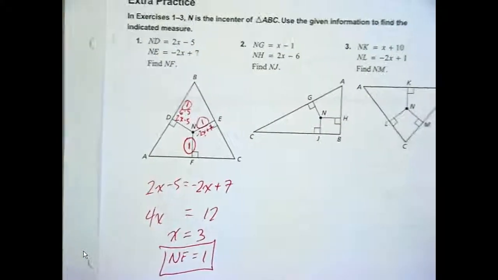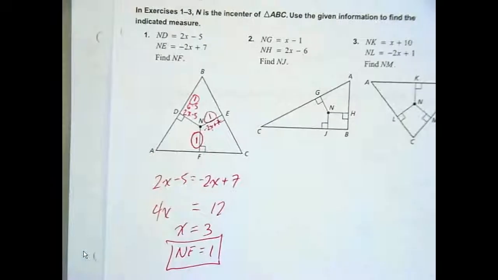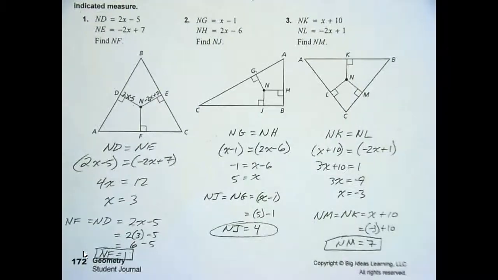All right. Number 2, tell your neighbor what you got. And number 3, 7. All right. So there's our work there. Got 4 and 7 for numbers 2 and 3. Okay, once again, setting those equal, you're dealing with that incenter.